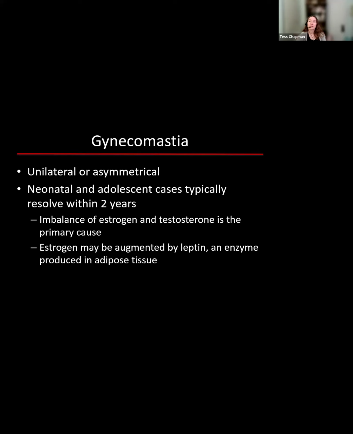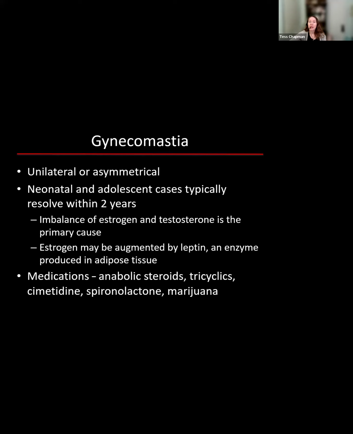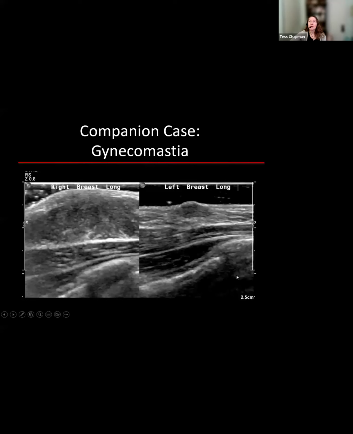And so the other thing to be aware of is that estrogen can be elevated by leptin, which is an enzyme produced in fat tissue. So boys who are obese have a higher propensity for gynecomastia. Certain medications can do it, most importantly, marijuana. So a lot of teenage boys who use marijuana may experience gynecomastia. Here is an example of very asymmetric gynecomastia, really pronounced on the right and hardly anything on the left. Maybe none on the left, so very asymmetrical.